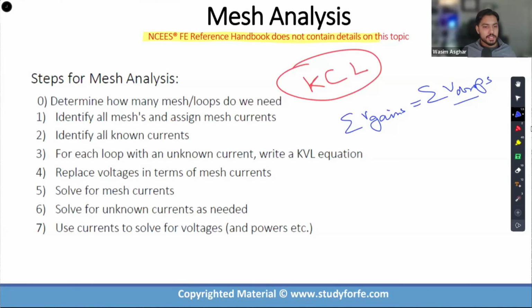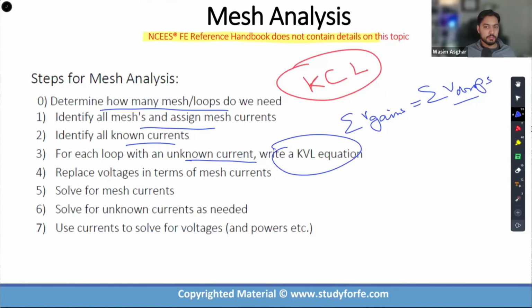Okay, so these are the steps. We have to establish how many meshes and loops we need to write, identify the meshes, so typically assign the mesh currents or assign the subscripts and the direction, and identify all the known currents. In some cases, you may be able to look at the loop and there might be a current source, and depending on how that current source is organized, you'll be able to see what the current in the loop is going to be. Then find the unknown currents and write the KVL equation.